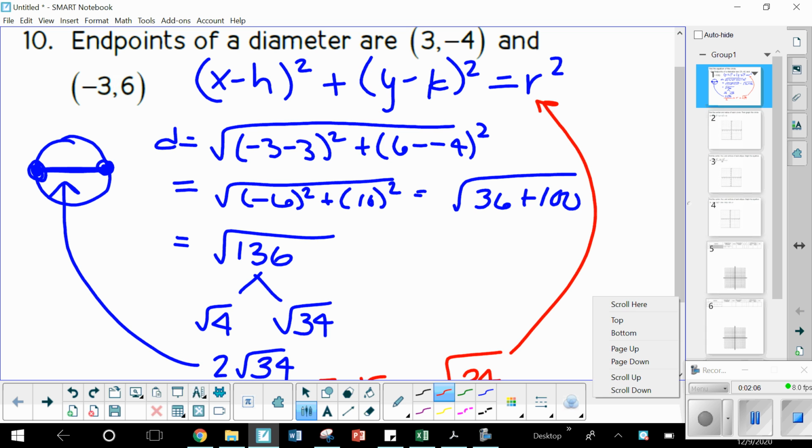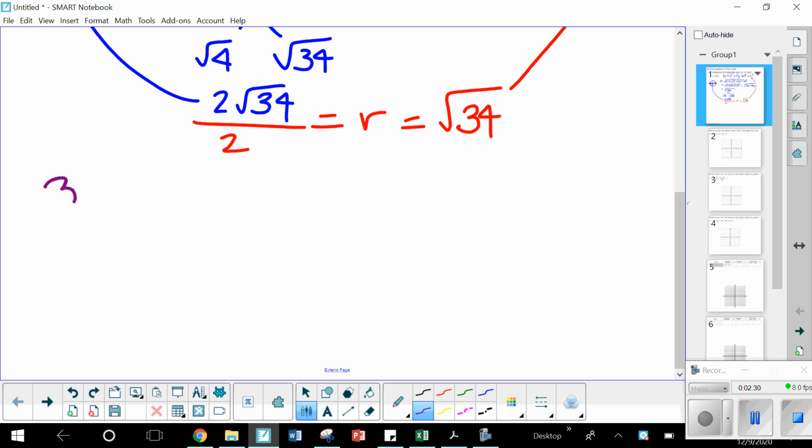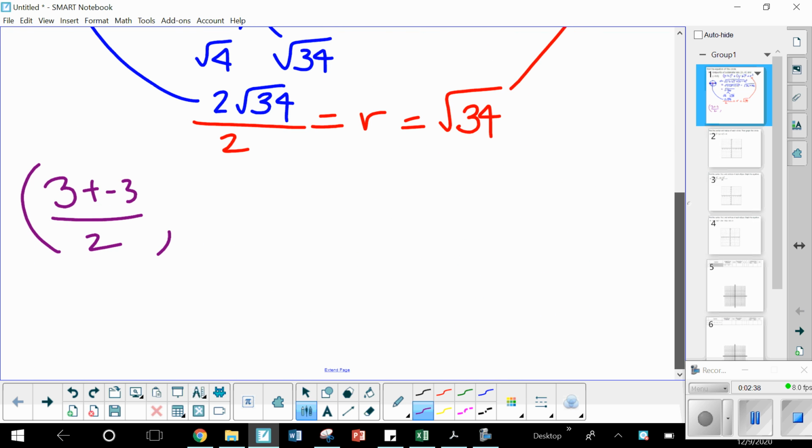Okay, then the other part is we got to find the center, which is h and k. Well, the center, of course, is right smack dab in the middle. So if you do the midpoint formula, you'll be able to find the center of the circle. Using the 2 points they gave me, we're going to average the x's and then average the y's. So we have 3 plus -3 over 2, and then our y values were -4 plus 6 all over 2.